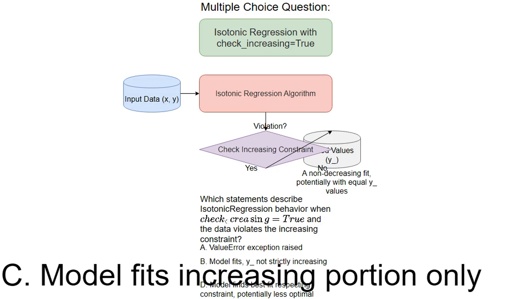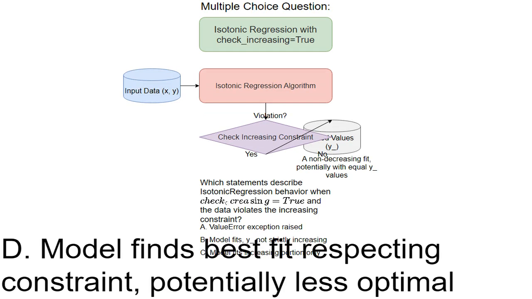Nope, this is incorrect. Isotonic regression doesn't pick and choose. It considers all the data, trying to produce the best non-decreasing fit to everything you give it. This is also correct. The model will work hard to find the best fit it can, always making sure that the fitted values are never decreasing. But this might mean it can't get as close to the actual data points as it could if I removed that increasing constraint.